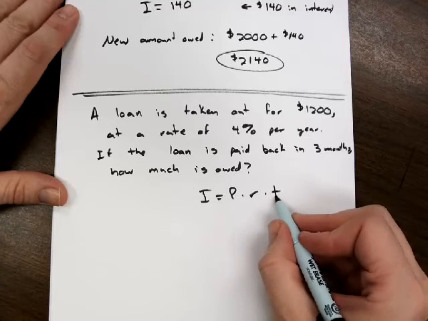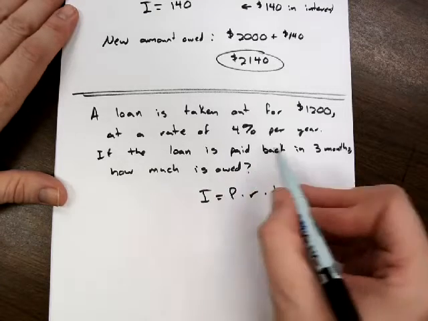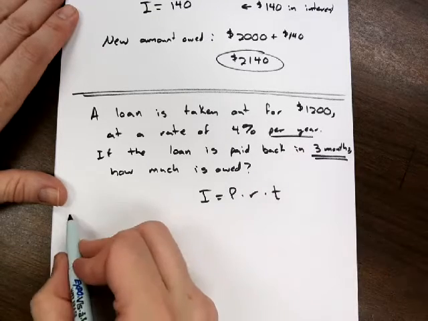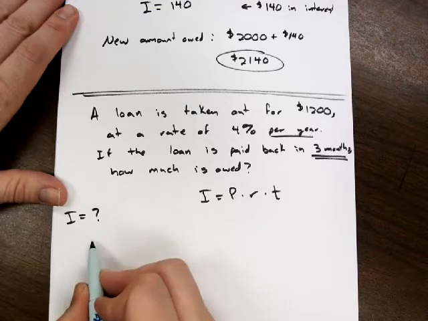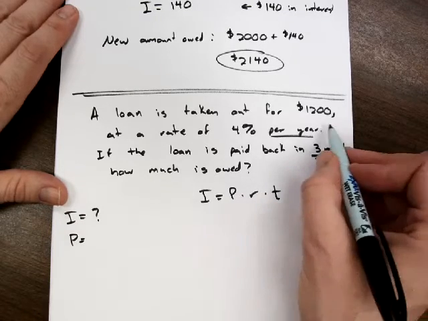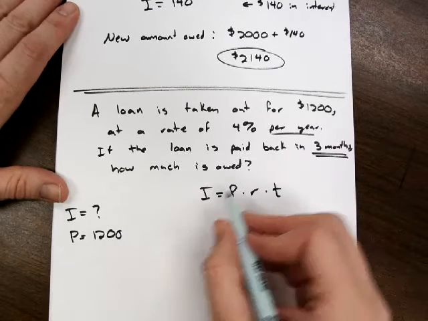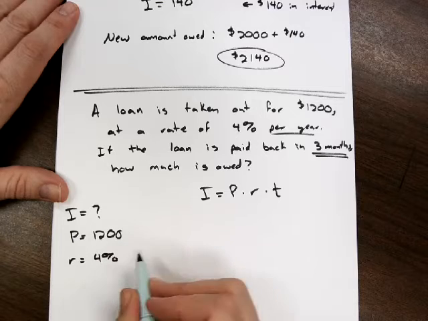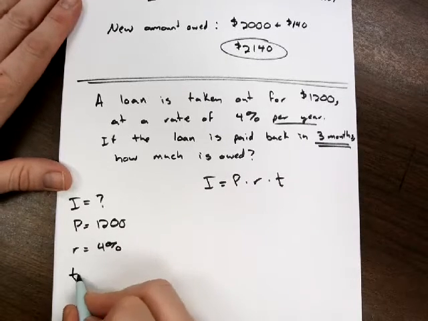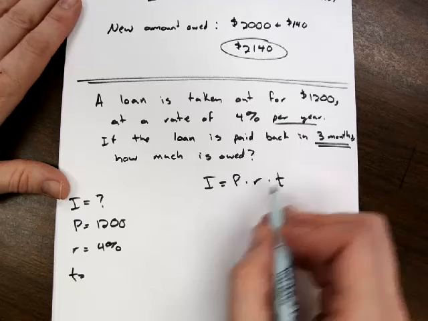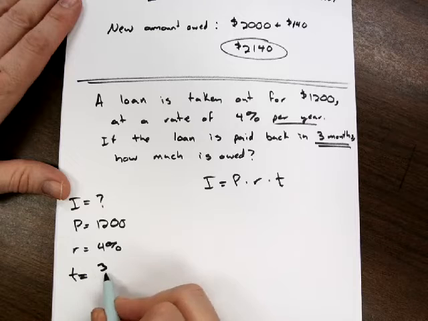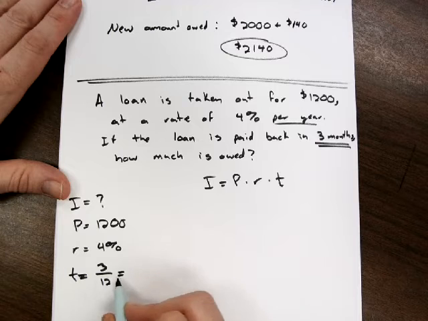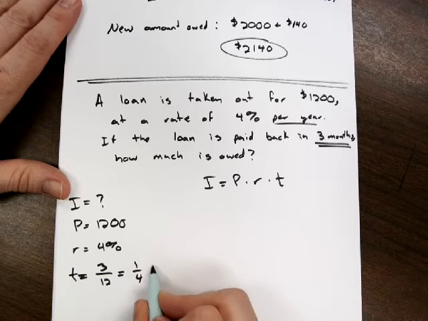time, but here I'm doing a couple interesting things with my time. It's 3 months of a year. So my interest is still unknown. My principal is that $1,200. My rate is 4%. But my time is 3 months out of 1 year. So I have to say my time is going to be 3 months out of 12, or this is just going to be equal to 1/4. It's 1/4 of a year.